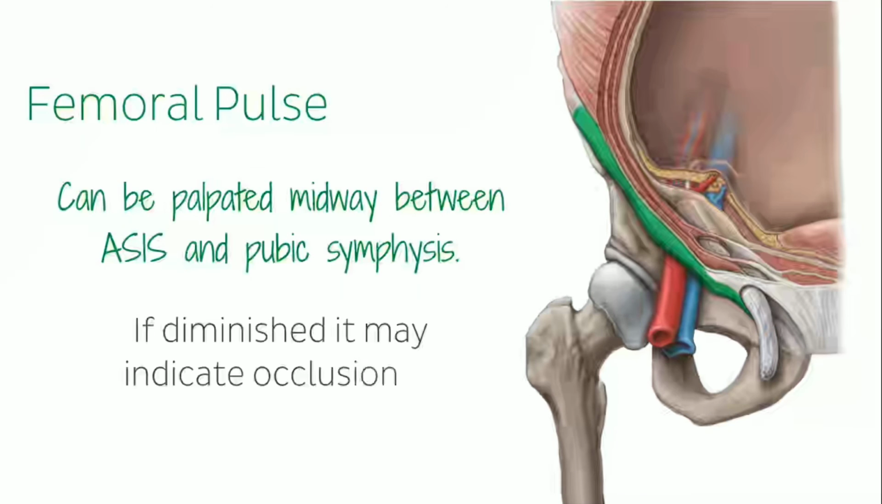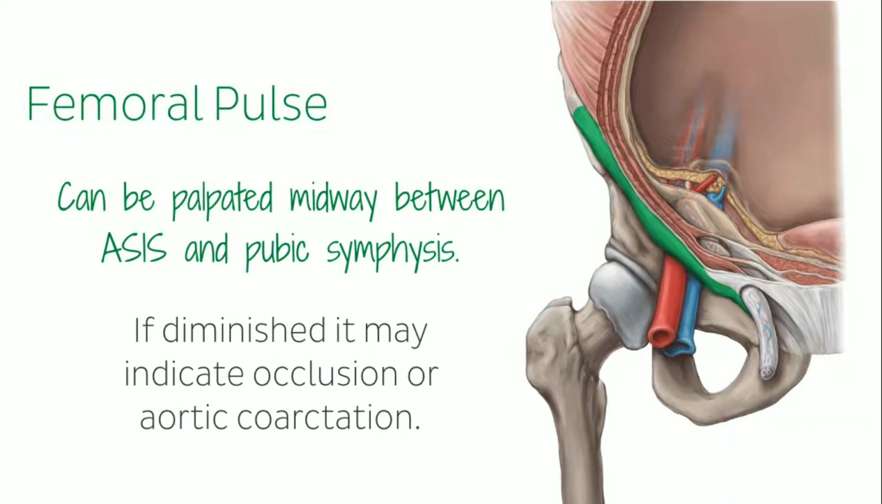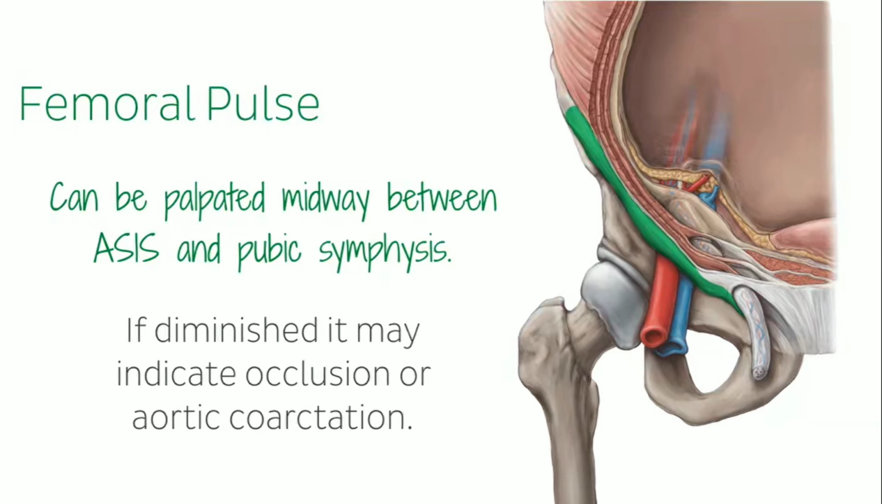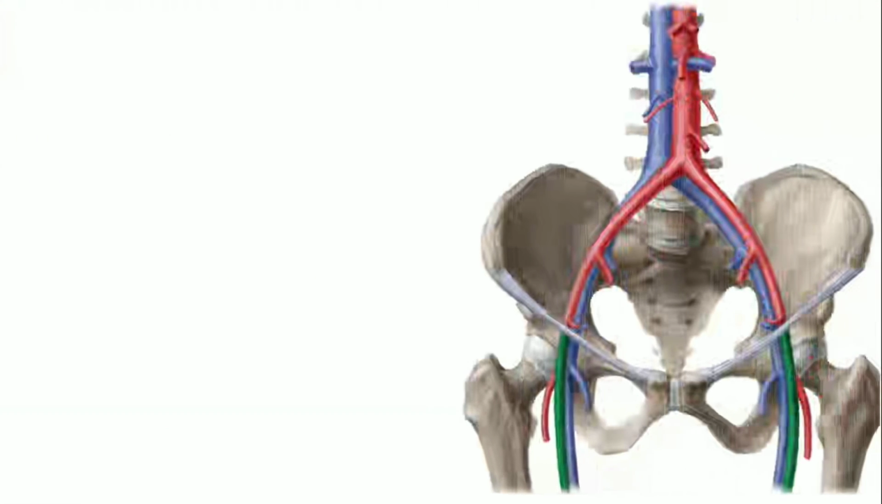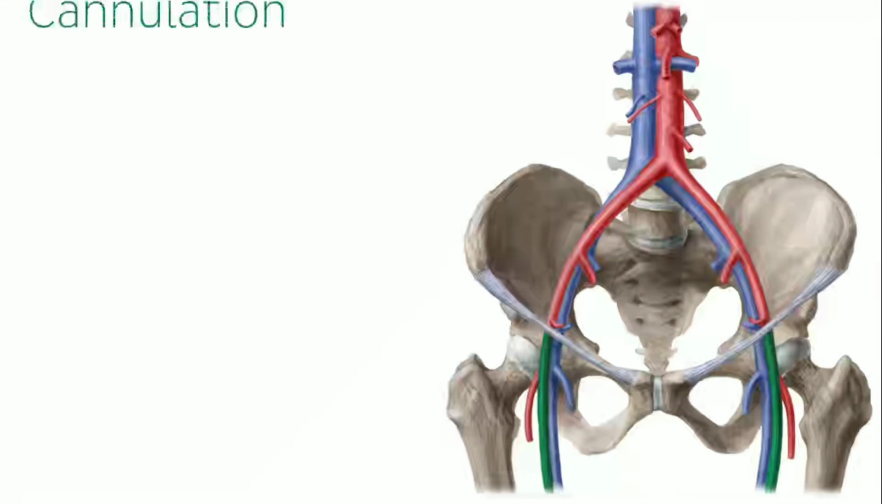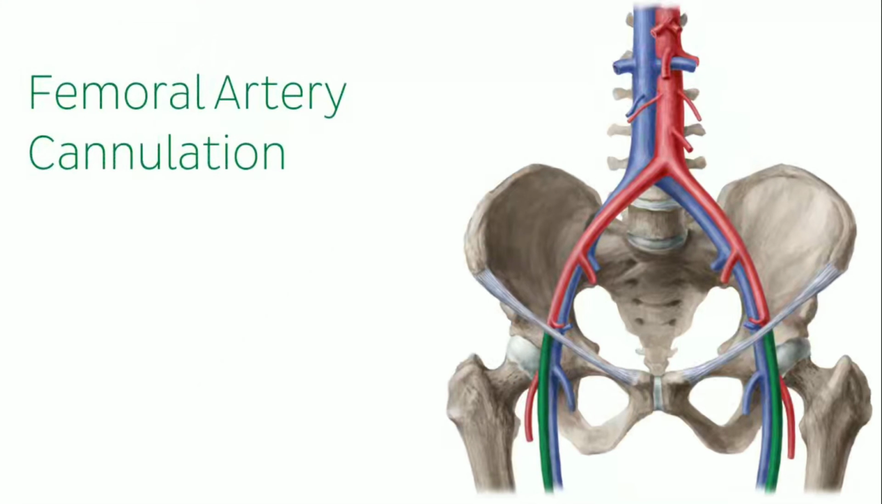If the pulse is diminished, this may indicate partial occlusion or blockage of the common iliac artery or the external iliac artery. It may also indicate aortic coarctation, which is a congenital condition that causes narrowing of a segment of the aorta. Another thing that's important to note is that the femoral artery is a common site for cannulation, as it provides access to the heart as well as various other vessels.